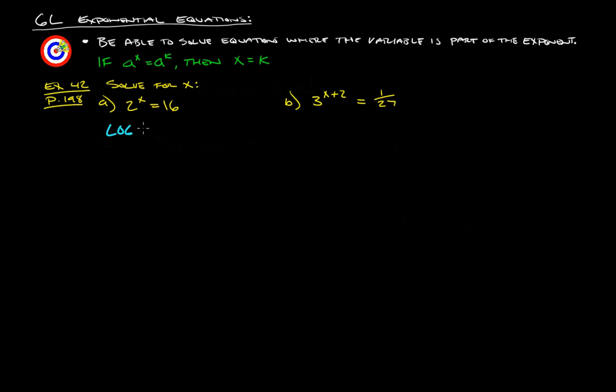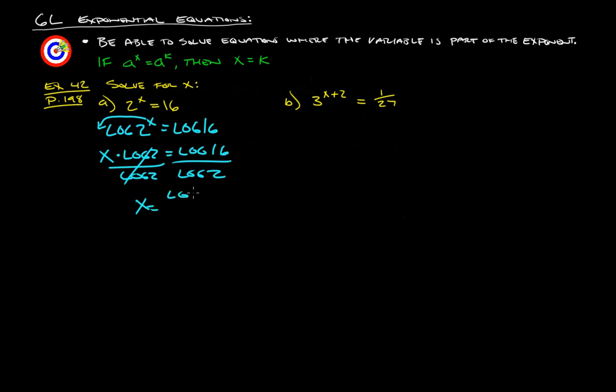We take the log of both sides, so log of 2 to the x equals log 16. Once you've taken the logarithm, this power x up here can now be moved out to the front, and now you're multiplying it. So it's really just x times log 2 equals log 16. Okay, so now we want to get x by itself, so we divide both sides by log 2. And we end up getting that x equals log 16 divided by log 2.